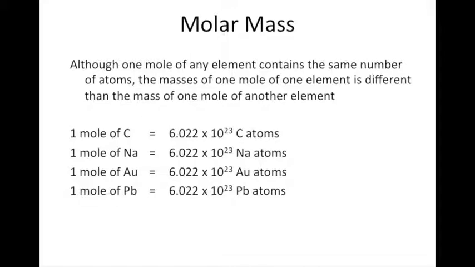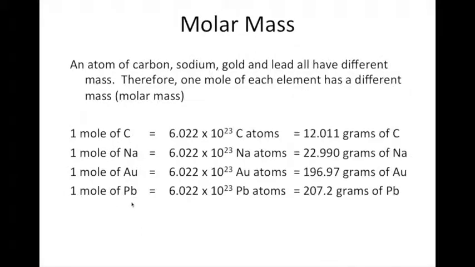Now, although we would have the same number of atoms, the masses of 1 mole of those elements would be different. So for example, a mole of carbon has this many atoms, but has a mass of 12.011 grams. A mole of sodium, we have the same number of atoms, but it has a different mass, 22.990 grams. So these have, we would say, different molar masses. The molar mass is the mass of 1 mole of a substance.